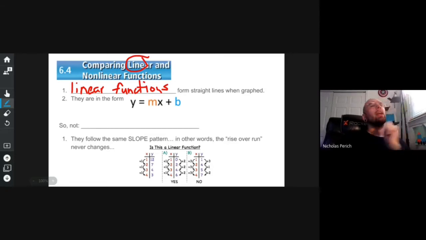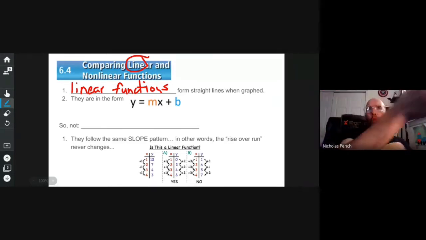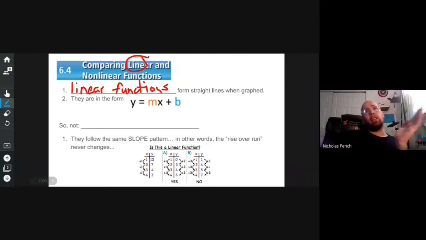There's three ways that I could give you something and say, is that linear or not linear? I can just give you a picture. And if it's a straight line, then it's linear. If it's not a straight line, then it's not linear, or you would say nonlinear.